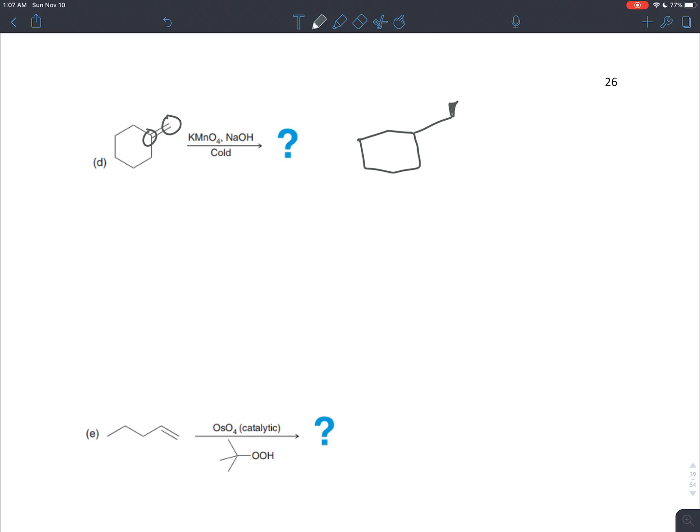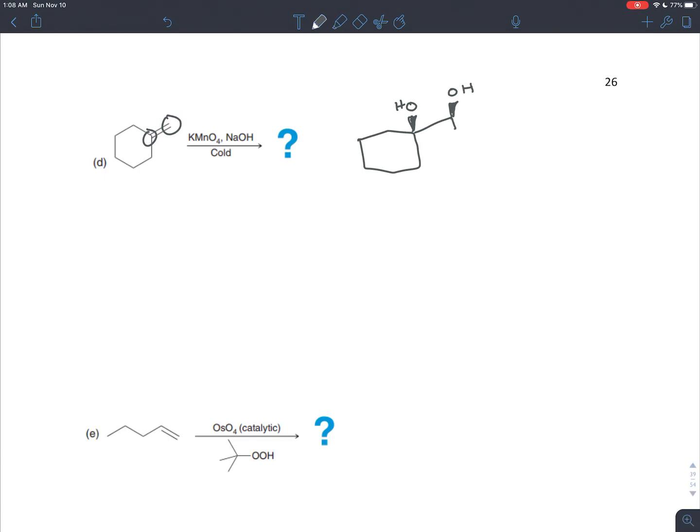They're going to go in the same direction. They're going to add on the same side of that face. So you'd have OH for each of those. Now here you don't have any chiral centers, and so there is no need to draw the enantiomer.